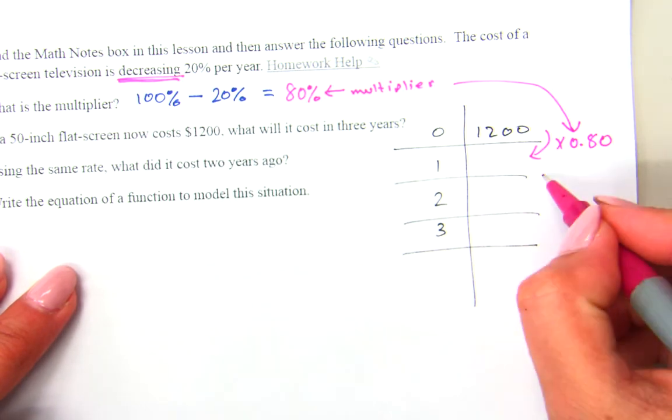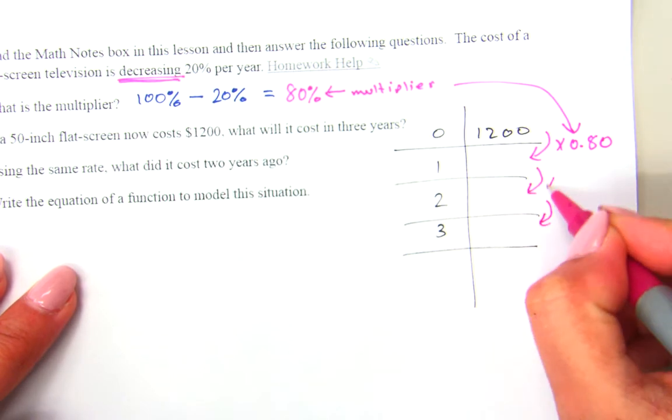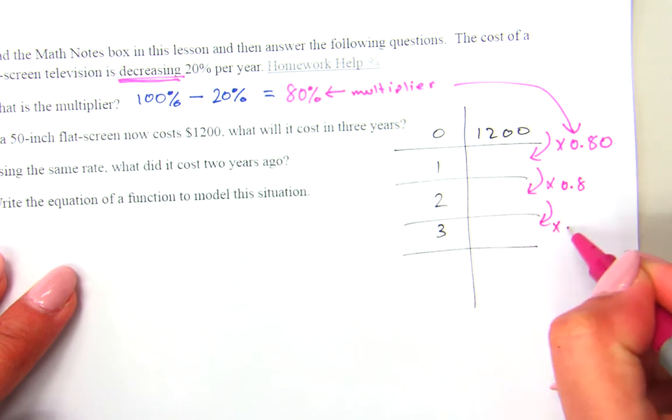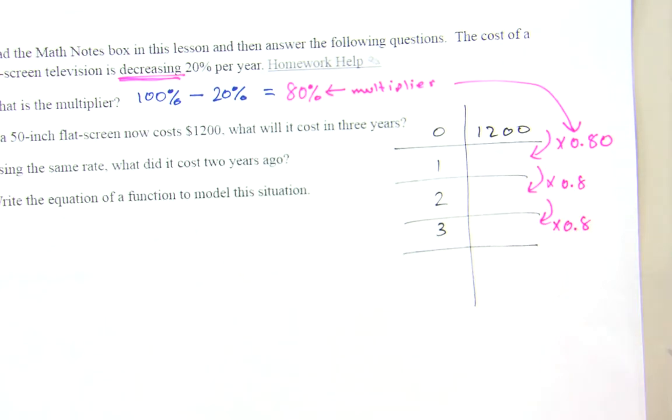0.80. Oh my goodness, that's so silly. So you would just basically keep multiplying this. Take this amount, whatever you find here, multiply it by 0.8. Take this amount, multiply it by 0.8, and so on and so forth.